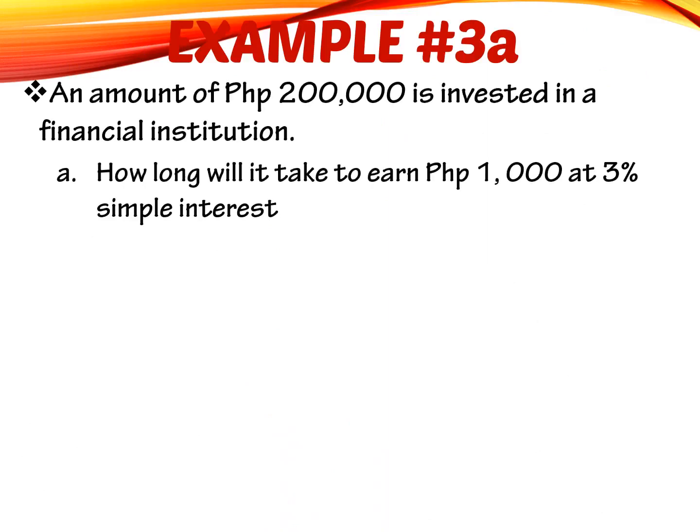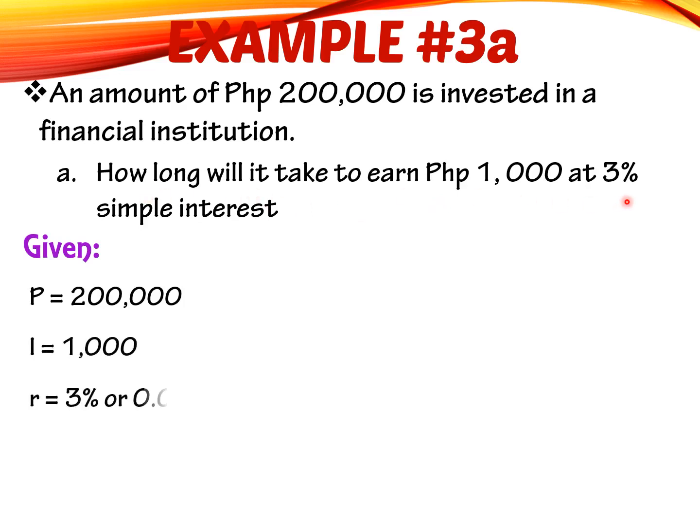Okay, next example. An amount of 200,000 is invested in a financial institution. How long will it take to earn 1,000 pesos at 3% simple interest? Okay, let us identify the given first. So 200,000 here is the principal that is being invested. Okay? And then 1,000 is your interest. Yun yung kinita niya. And then 3% is your rate. Or expressed in decimal, you have 0.03. And you are asked to find how long. So therefore, you are asked to find the time.